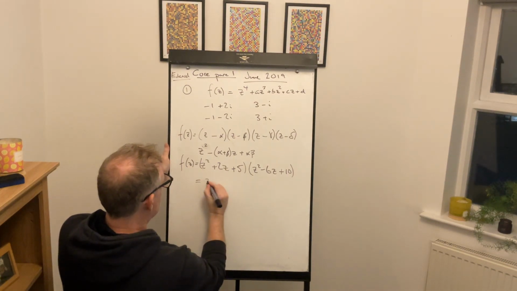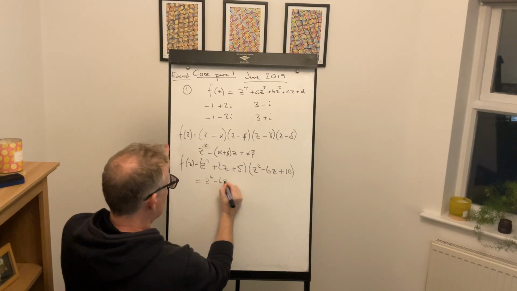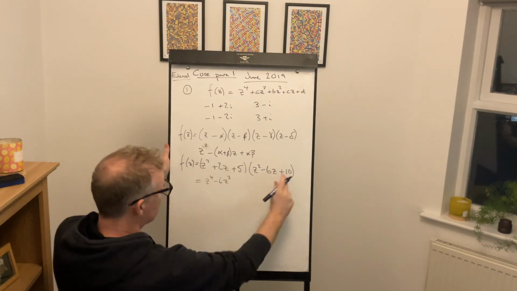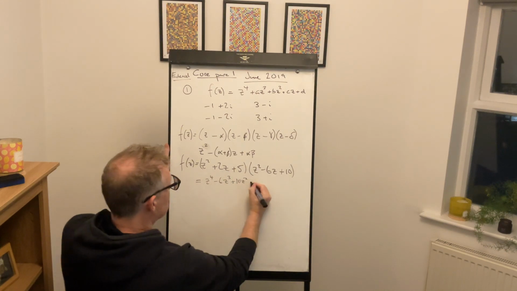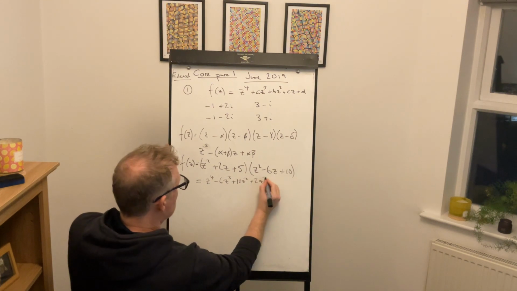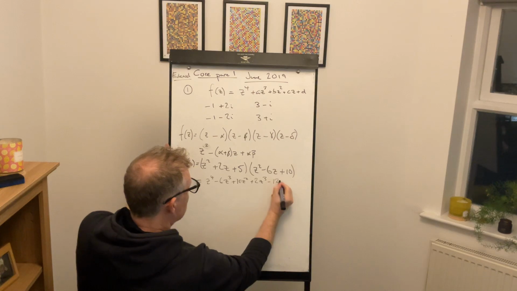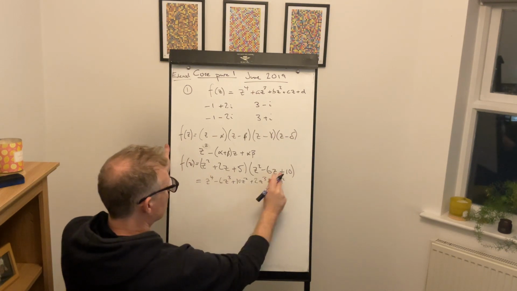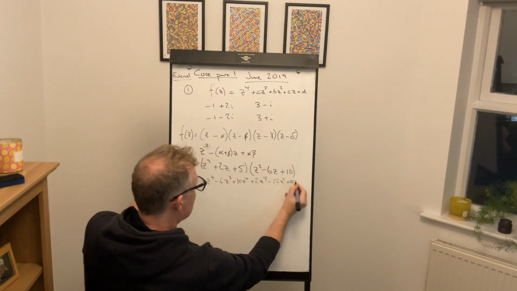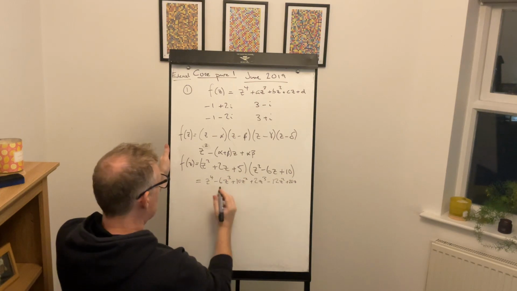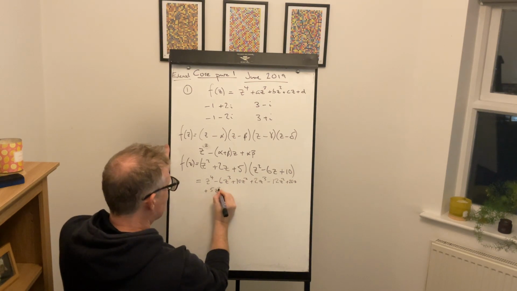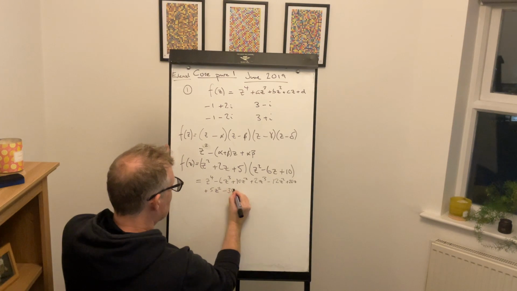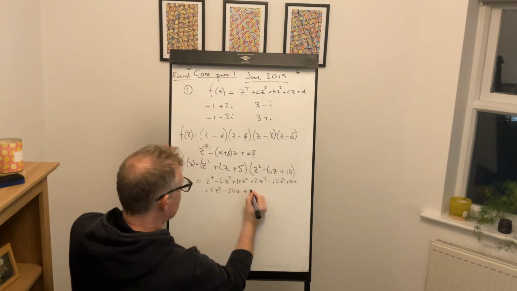So we're going to get z to the 4 minus 6z cubed. So each term obviously multiplied through, 10z squared and so on. So we're going to get 2z cubed minus 12z squared. I'm going to run out of room. Plus 20z. Can I squeeze it in on the end here? No, I'm not going to. I'll go down here. So 5z squared minus 30z and then plus 50.